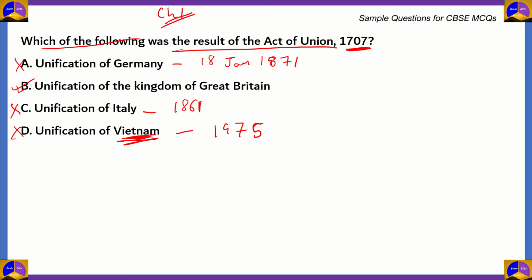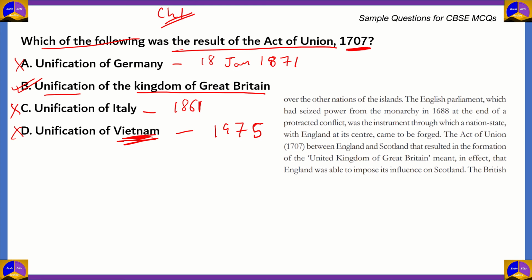The correct option is option B, unification of the Kingdom of Great Britain. The Kingdom of Great Britain was unified based on this act, which gave England power over Scotland. So that was when Britain started to unify itself under England's control.